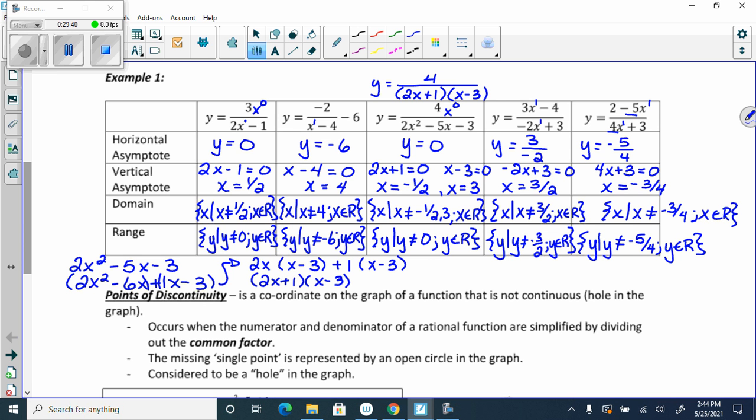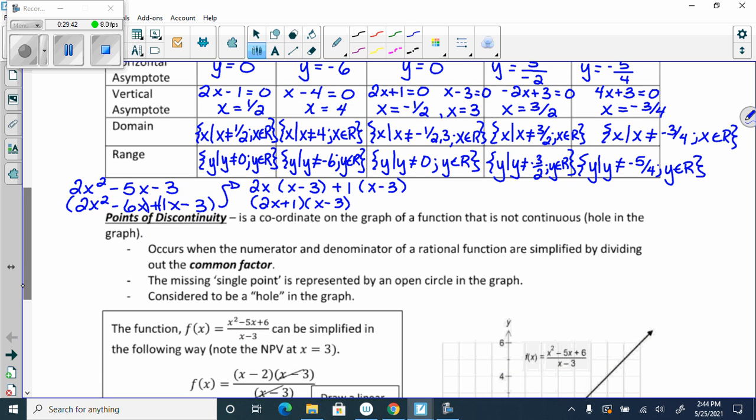So, points of discontinuity. What the heck is that? A point of discontinuity is a coordinate on the graph of a function that is not continuous. So there's a hole in the graph: you have a graph, and within that graph you have an open dot, a hole that doesn't exist. It occurs when the numerator and denominator of the rational function are simplified by dividing out a common factor. So if you have a common factor that divides out, you have a point of discontinuity.